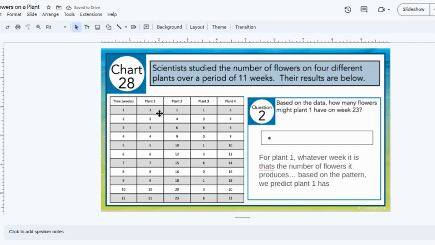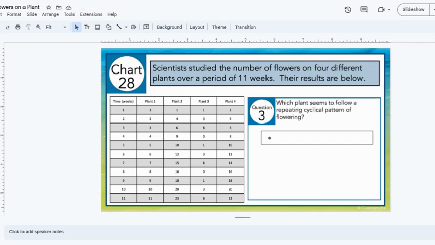All right, let's go down to question 3. Which plant seems to follow a repeating cyclical pattern of flowering? So which one starts over? That goes 1, 2, 3, 4, 5. That goes 1, 4, 6, 9, 10. That goes 1, 3, 6, 0, 1, 3, 6, 0, 1, 3. Yep, this one, plant 3, is cyclical. 1, 3, 6, 0, where it starts over.